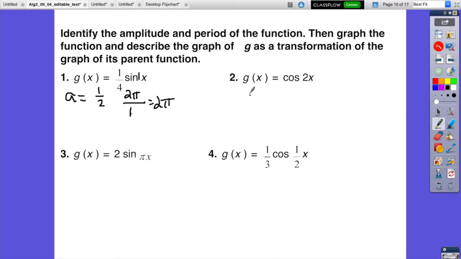2. Amplitude, the number that sits here in front, is 1. Okay, let's find out the period. Period is going to be, remember, 2 pi over b, which is going to be 2. So that means the period is going to be just pi. And again, remember, that means that it is about 3.14. So let's do this one for cosine.